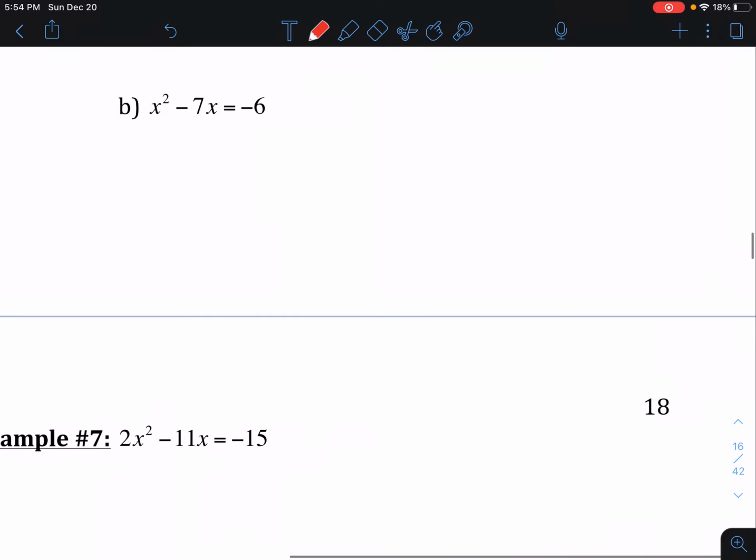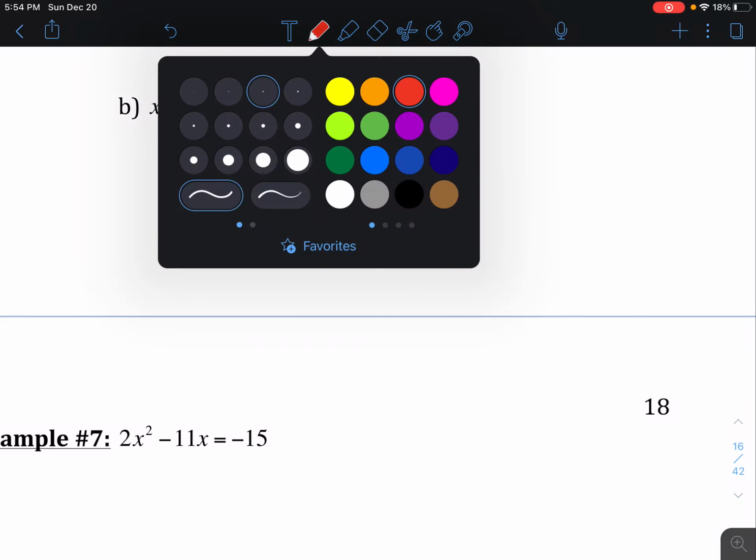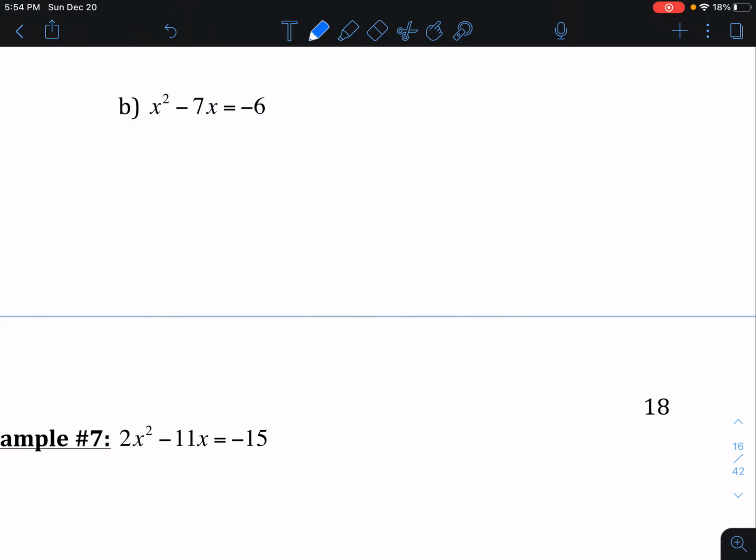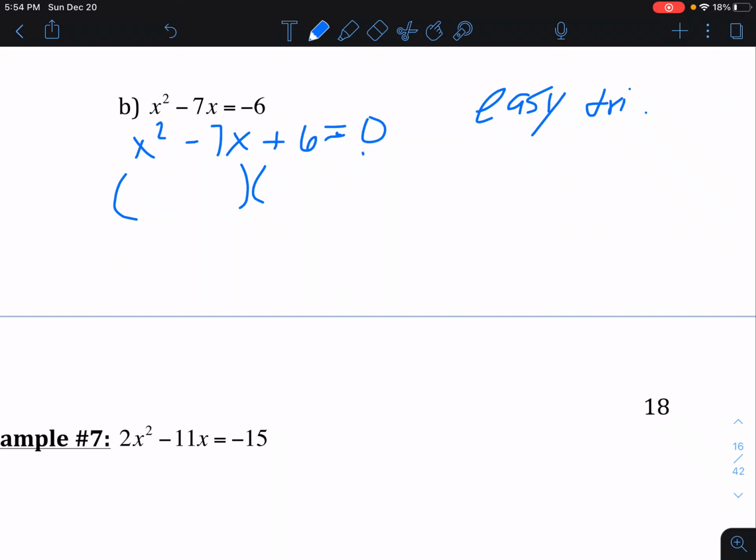Okay, next up, letter B. What's wrong with this problem to start? What do we need to do first? You should be thinking to yourself, it's not equal to 0, so you need to add 6. So what kind of factoring is this? This guy's an easy trinomial. Easy trinomial. So we go to 2 parentheses.